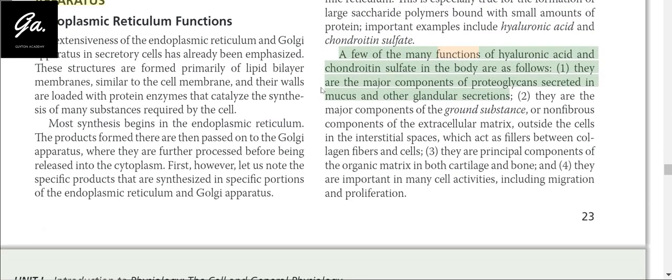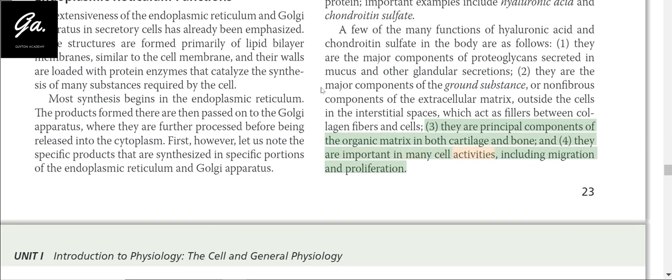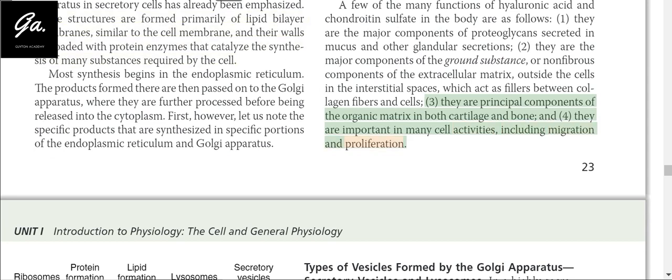A few of the many functions of hyaluronic acid and chondroitin sulfate in the body are as follows. They are the major components of proteoglycans secreted in mucus and other glandular secretions. They are the major components of the ground substance, or non-fibrous components of the extracellular matrix, outside the cells in the interstitial spaces, which act as fillers between collagen fibers and cells. They are principal components of the organic matrix in both cartilage and bone, and they are important in many cell activities, including migration and proliferation.